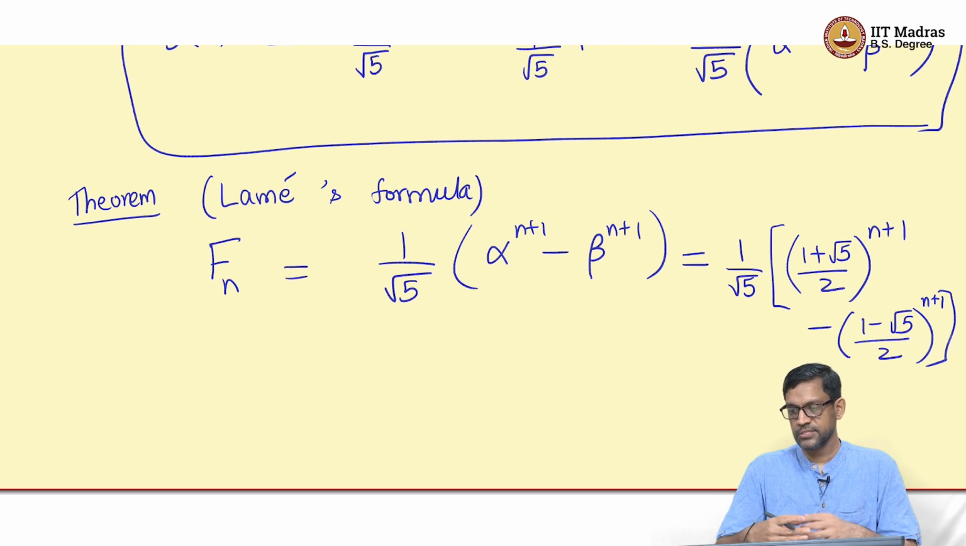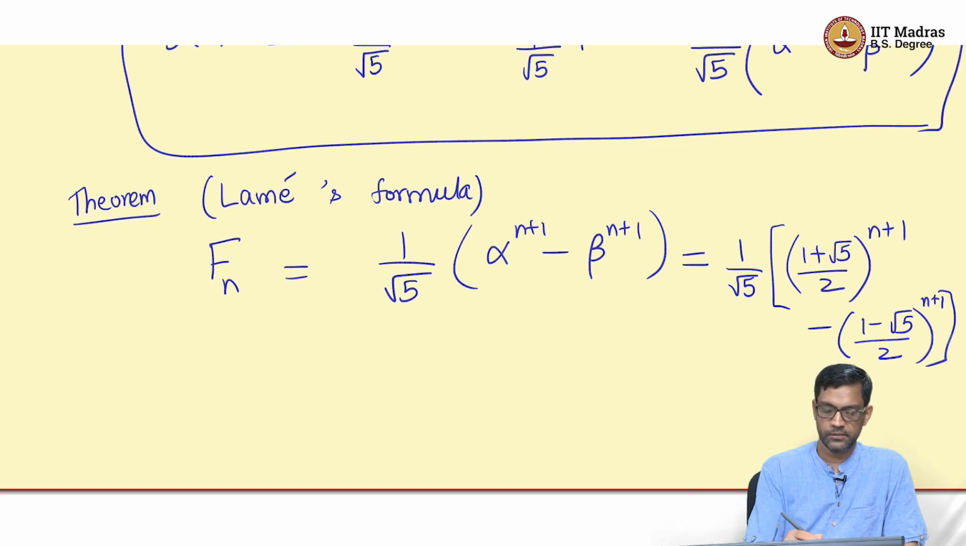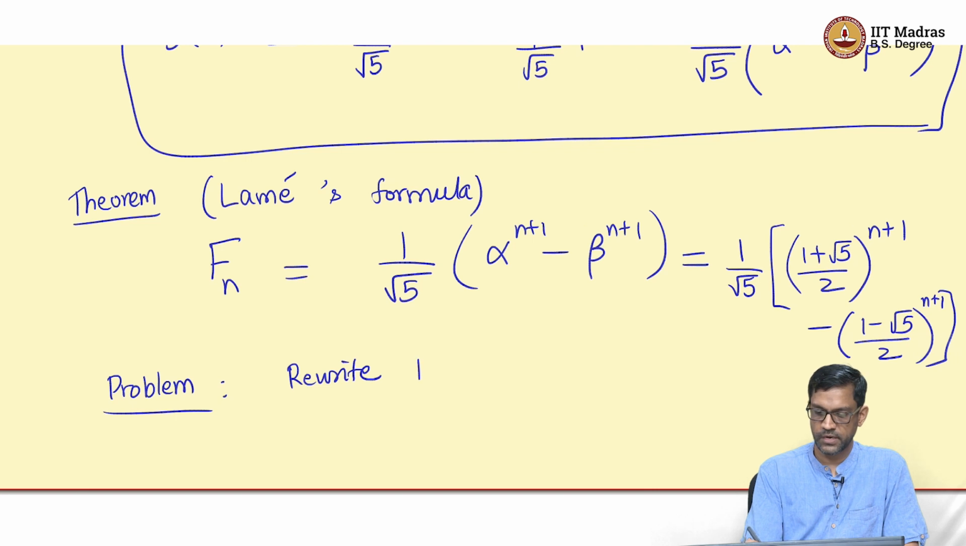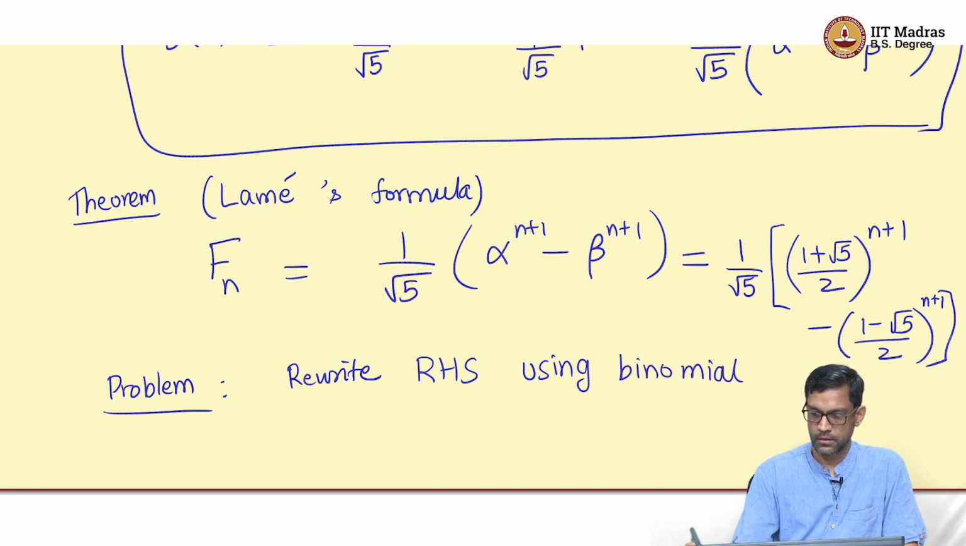So, here is a nice exercise. Try to use, say, the binomial theorem to rewrite this. So, here is a nice problem for you to try. Rewrite the formula, the right hand side, using the binomial theorem so that none of the root 5's appear. Okay, so you actually can see that Fn is in fact a natural number, to remove the root 5's.